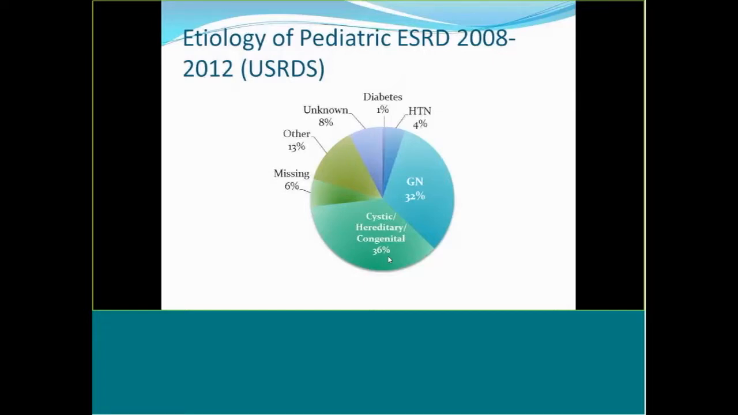I was saying that we care about CAKUT, or congenital anomalies of the kidney and urinary tract, because they account for a significant portion of end-stage kidney disease in children. Glomerulonephritis here at 32% really kicks in later when we get into the preteen and teen years as you're approaching adulthood. So in the younger kids, this is our biggest cause of end-stage kidney disease.